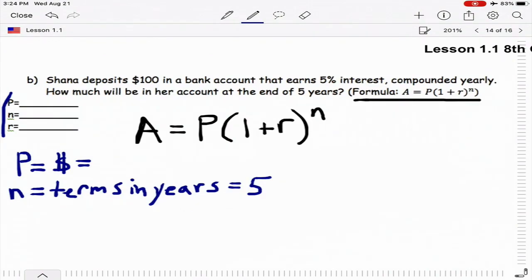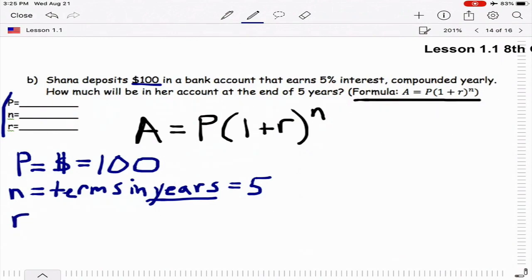So just please understand, your N is always in years. In 8th grade, they tend to give you N in years already, so you don't have to worry about that. But just in case they don't. Alright, so your N is 5. Your P was the dollar amount that you start off with, which is 100. I forgot to write down 100.